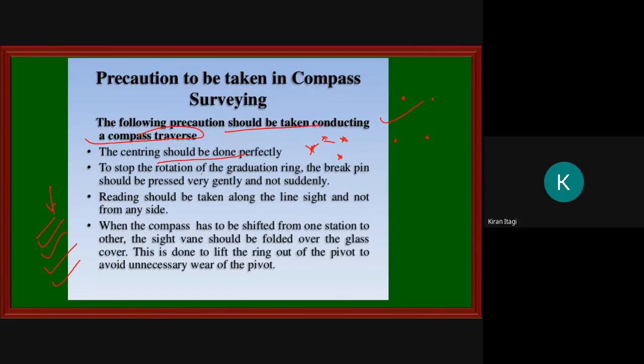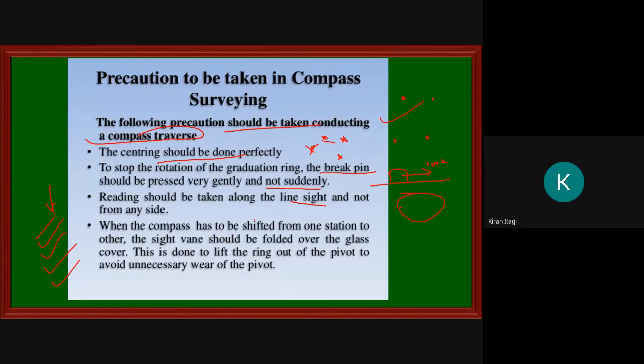To stop the rotation of the graduation ring, the brake pin should be pressed very gently, not suddenly. If you press the brake pin suddenly, it is like your car moving at 100 km/h and you apply the brake very suddenly, there will be a skid. So here also there will be damage to the scale. Reading should be taken along the line, simultaneously.